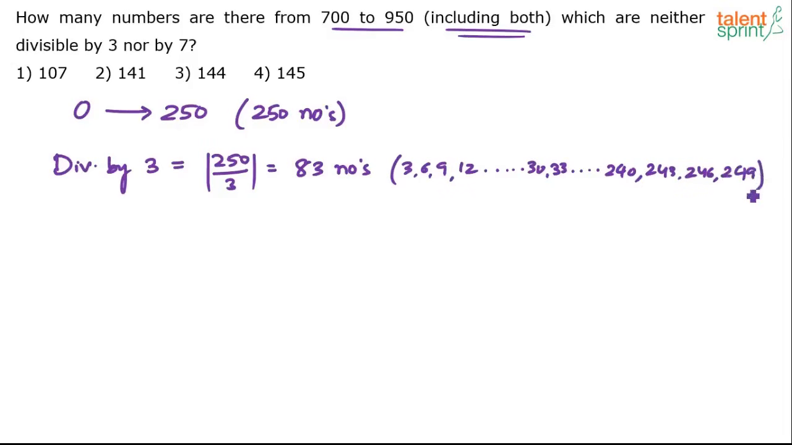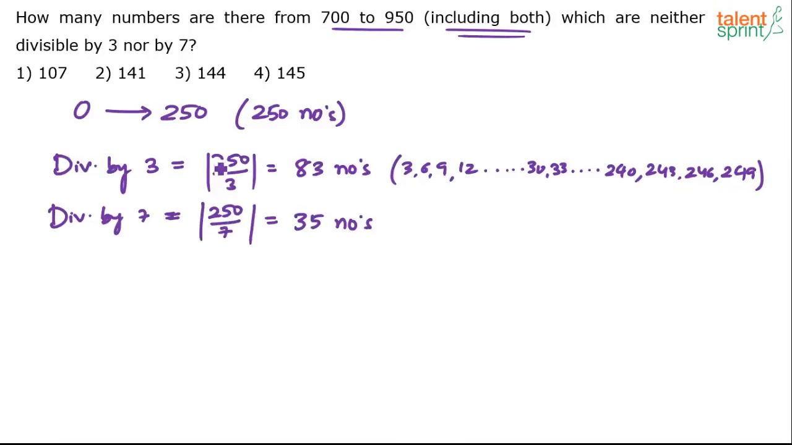And 249, yeah, last number 249. 249 also divisible by 3. So these will be total 83 numbers. Similarly, how many are divisible by 7? Same. You divide 250 by 7 and find out the integer part. Basically the multiples of 7. How many multiples of 7? So 210 plus 48. So I think you will get 35 such numbers.